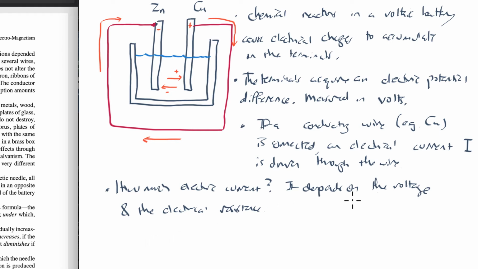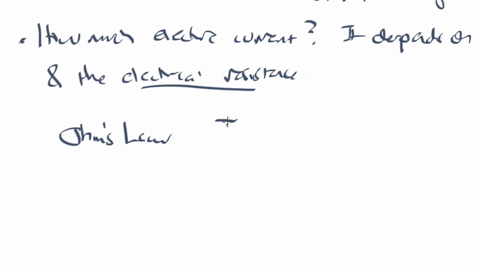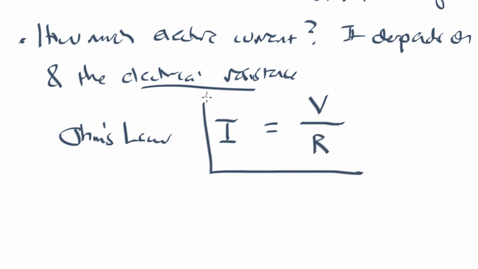These two factors, the voltage and the electrical resistance, and how they affect the current, is captured by a formula now known as Ohm's law, which relates the electrical current flowing through the wire to the electrical potential difference that's trying to drive the current and the electrical resistance of the wire itself. So this is Ohm's law. Sometimes it's written as V equals IR. Here I'm writing it as I equals V over R.